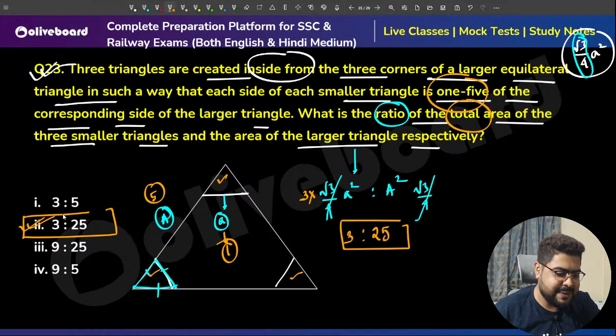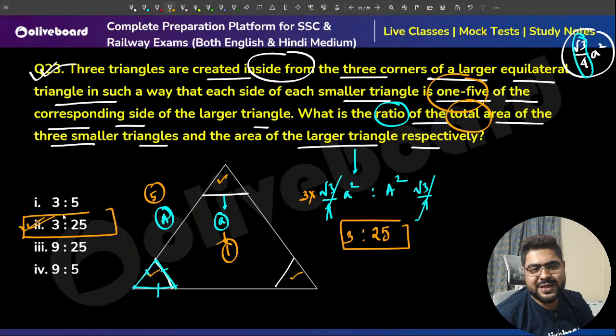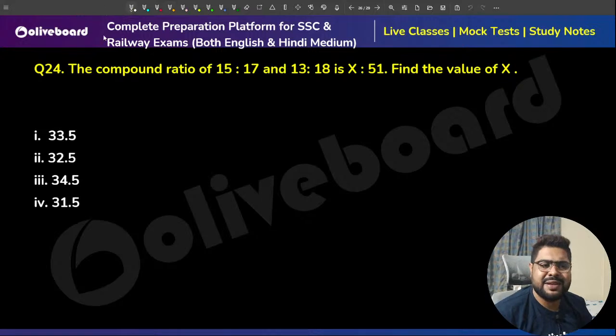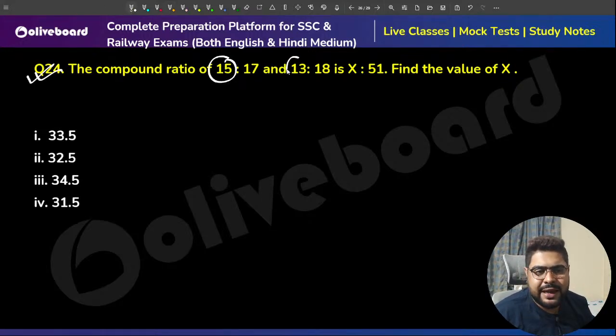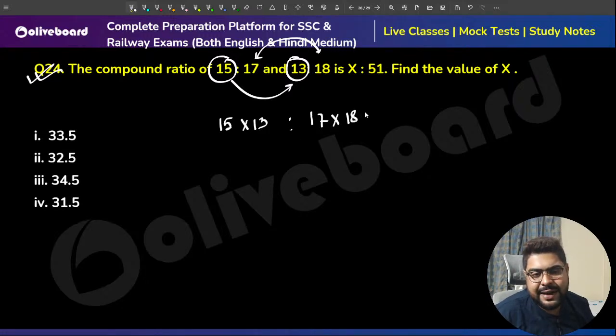Yes, yes, yes. Sahil, thank you, brother. Last two questions, very simple. Compound ratio comes by multiplying. So 15 and 13 multiply, sir. Compound is 15, sorry, multiply 13, and this is 17 multiplied 18, sir. 17 multiplied 18. Now this is given as x ratio 51.